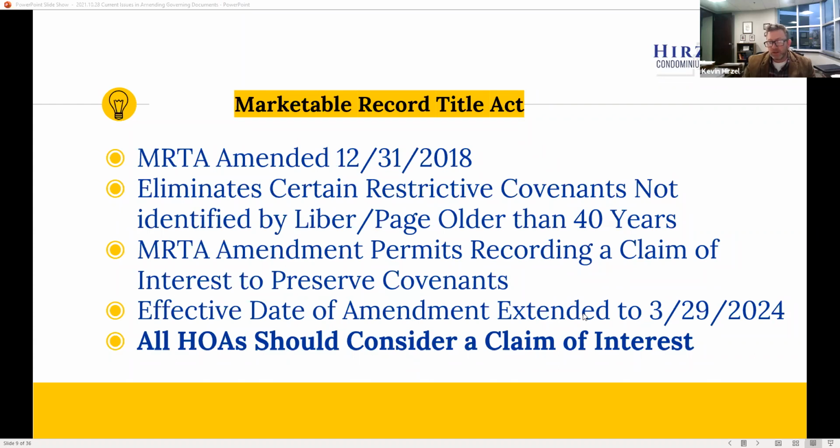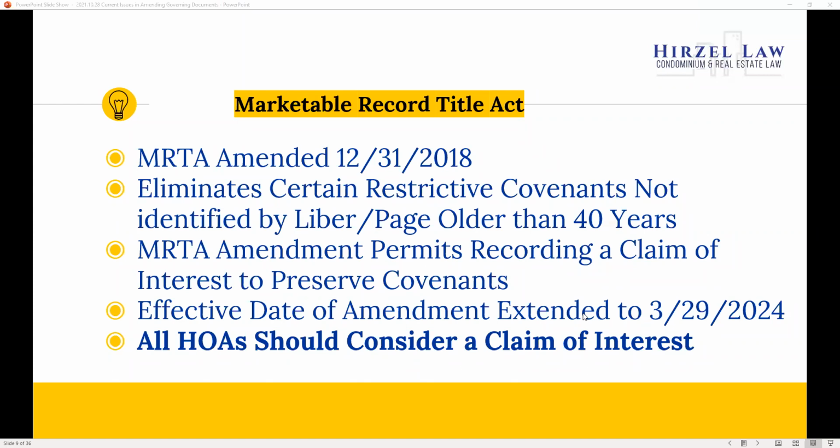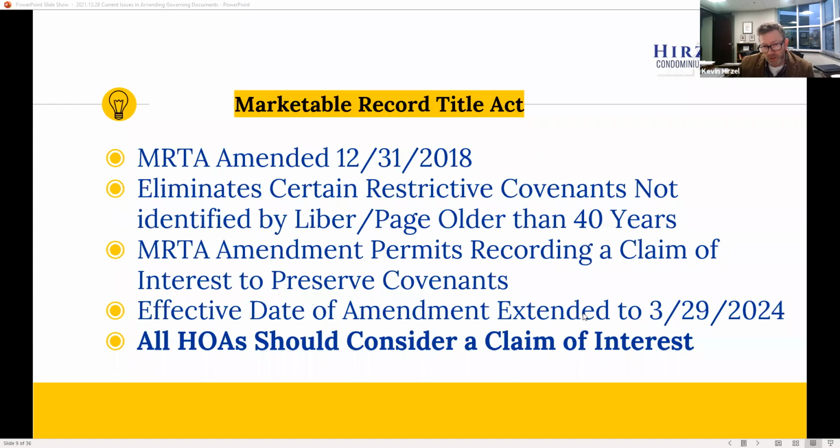The MRTA amendment does permit homeowner associations to record a claim of interest in order to preserve covenants that are older than 40 years. So why do I have this here? One is, if you are in an HOA, you should know about it, especially if your HOA is older than 40 years or close to that, the MRTA amendment may have an impact on you. There are, in essence, a couple ways to address it. One way is to go through the filing of a claim of interest process that I described, and that's specifically provided for under the amendment itself.